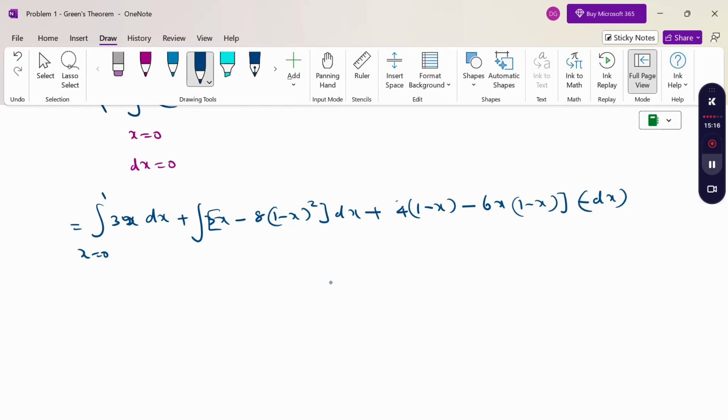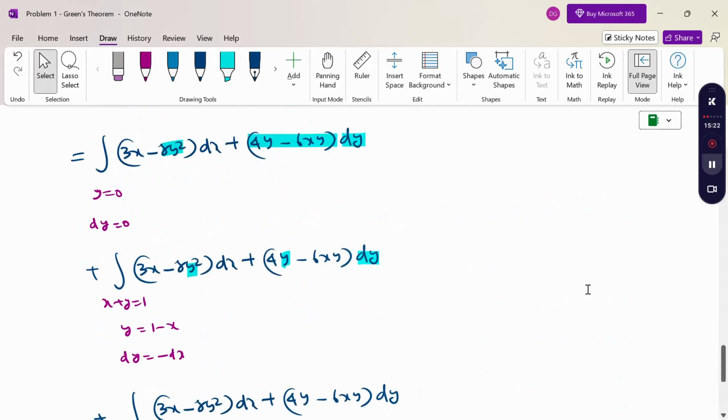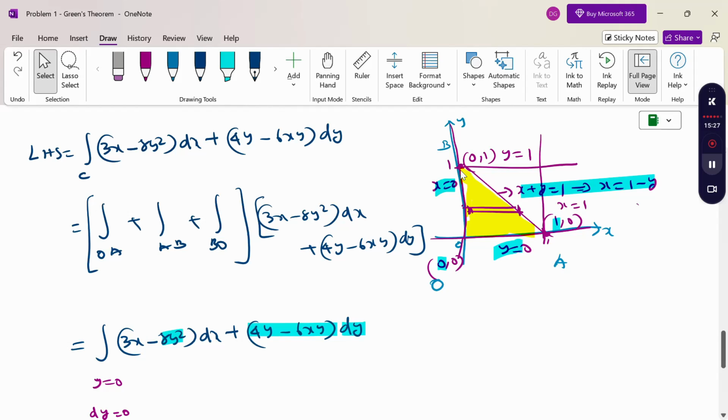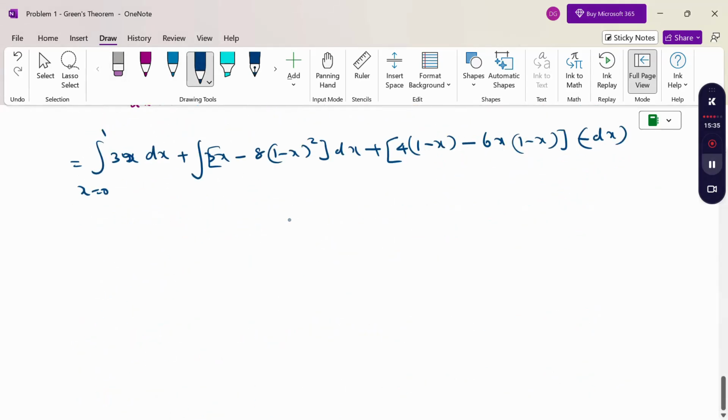This is the second line. So what is the range? Because I changed every term into x, the x range is from 1 to 0. So x goes from 1 to 0, plus the integral.